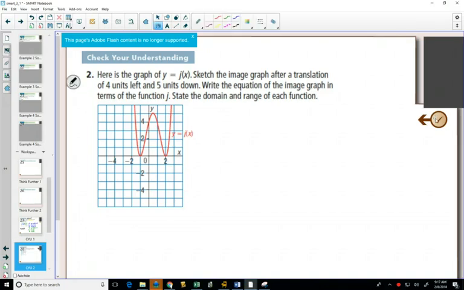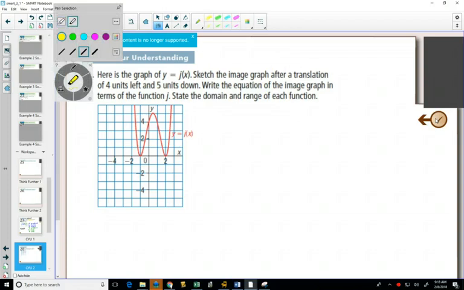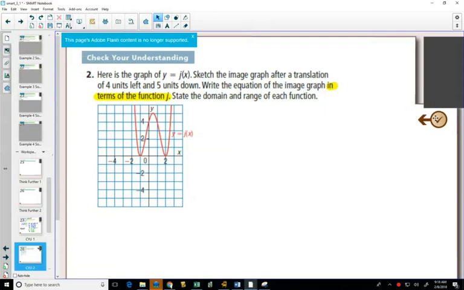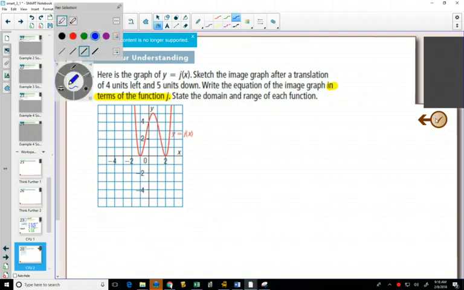Again, we have this language in terms of the function j. So we're going to want to write an equation and then state the domain and range for each function. So I'm going to take these key points on my original graph. There's one here, there's one here, there's one here. Those seem like important points.